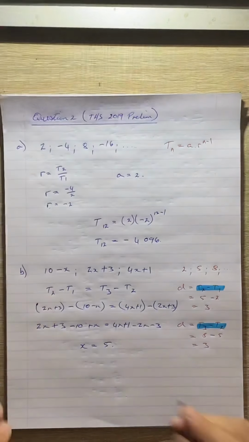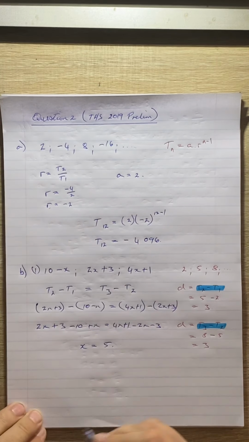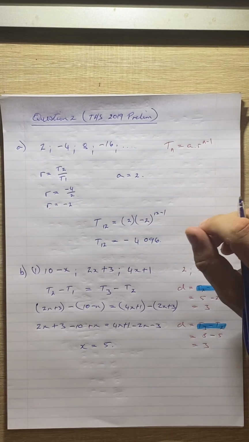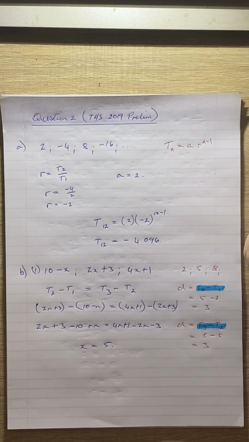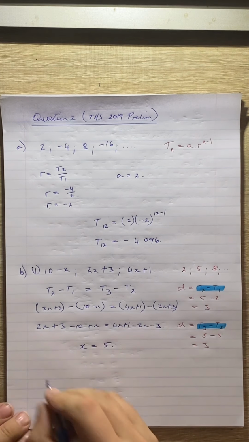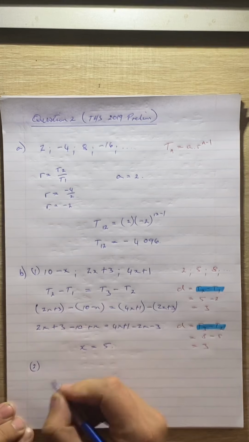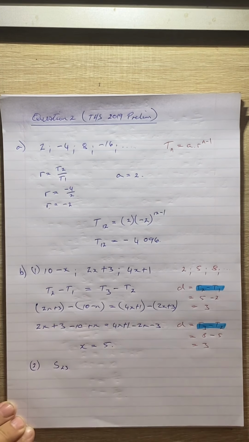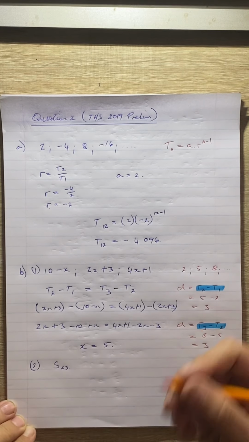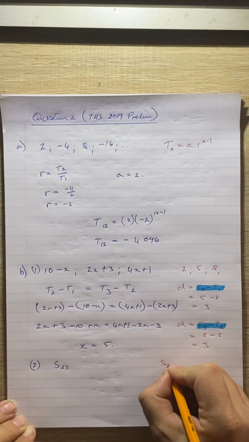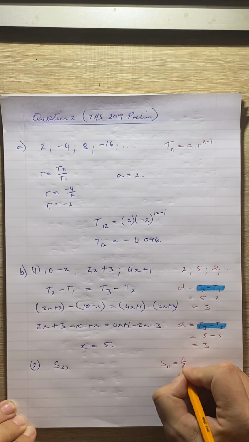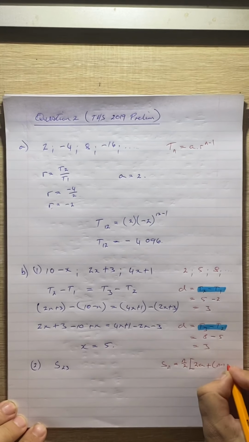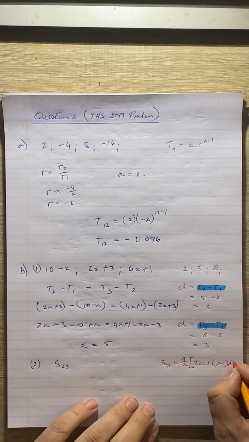So this was question 2a. Question 2b is asking us to find the sum of 23 terms. I'm going to try and squeeze it in here. They're asking us for the sum of 23. The formula that we're going to be using, and this is on your formula sheet, is Sn is equal to n over 2 times 2a plus n minus 1 times d.